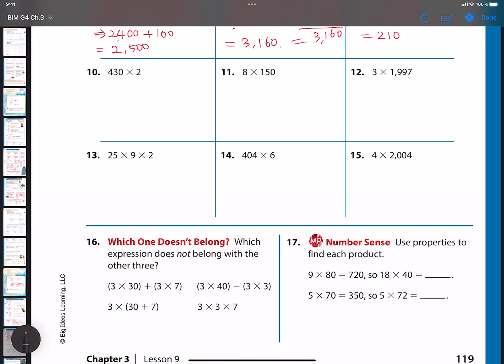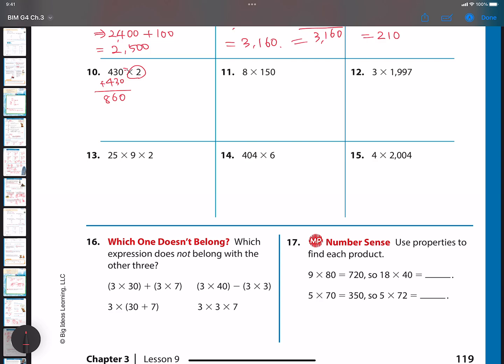Okay, so number 10. I told you what? Just add 2 times. Okay. Right? This is the same as what? Repeated addition. 0, 6, 8. That easy. Done. All right, number 11.